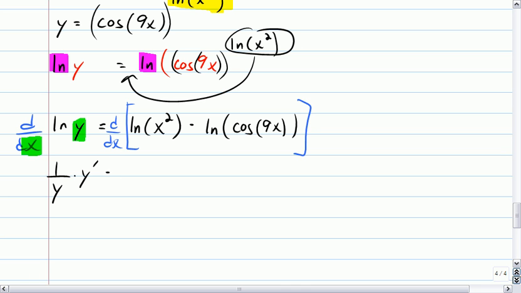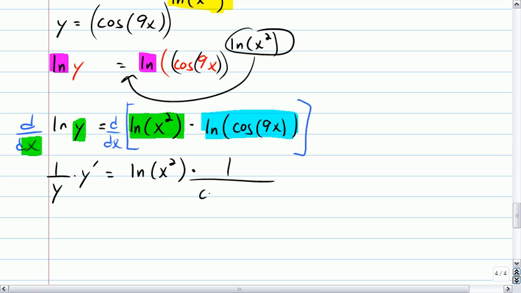Okay, the right-hand side, I'm thinking I'm going to have to go product rule. I got the green times the blue. And then when I get to the derivative of each of those, I think I've got some chain rule built in there. So let's go green. The green function is the natural log of x squared. The derivative of the blue function, I'm going to go outside in. So 1 over cosine 9x. Check. Next inner function is cosine. Negative sine is its derivative. Next inner function is 9x. 9 is its derivative.